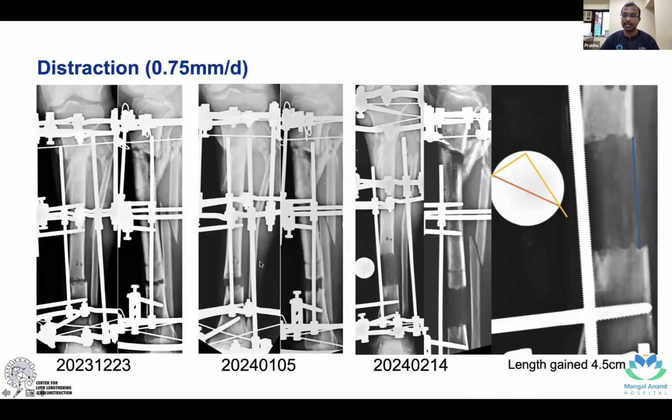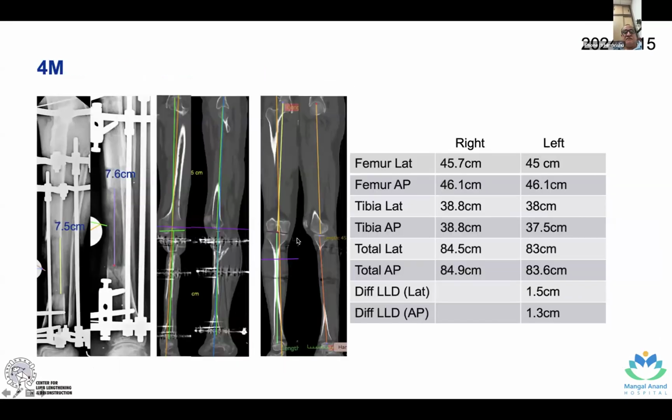So distraction was started from post-op day 8, and these are the X-rays after post-op day 16, post-op day 29, and post-op day 69. By the end of post-op day 69, 4.5 centimeters of distraction was achieved. By end of 4 months, 7.5 centimeters of distraction was done. 7.5 centimeters of new bone was formed on AP and 7.6 centimeters on lateral view.